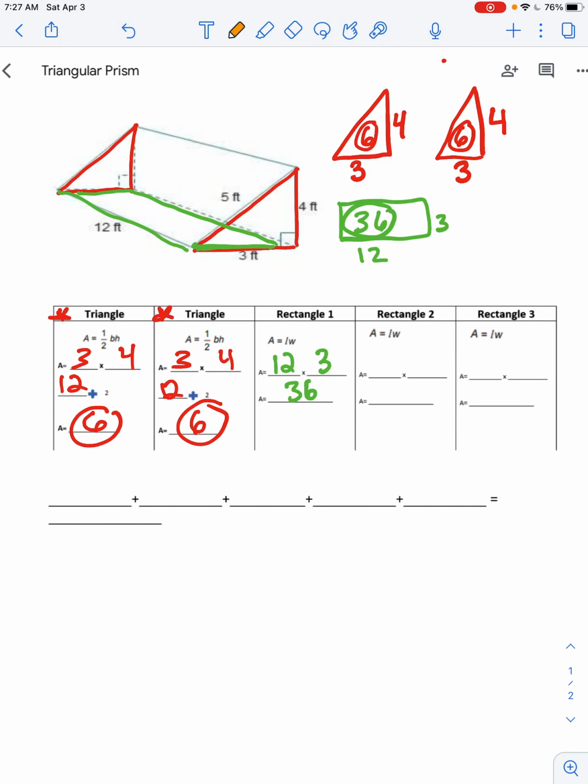I'm going to switch my colors, but remember that length is always going to be 12 because you're sharing that same base. So we're going to do this big rectangle here. You can see me highlighting it. It is a 12 by 5. So when I draw it, it looks like this, a 12 by 5. So if I take area equals length times width, area equals 12 times 5, and area equals 60.